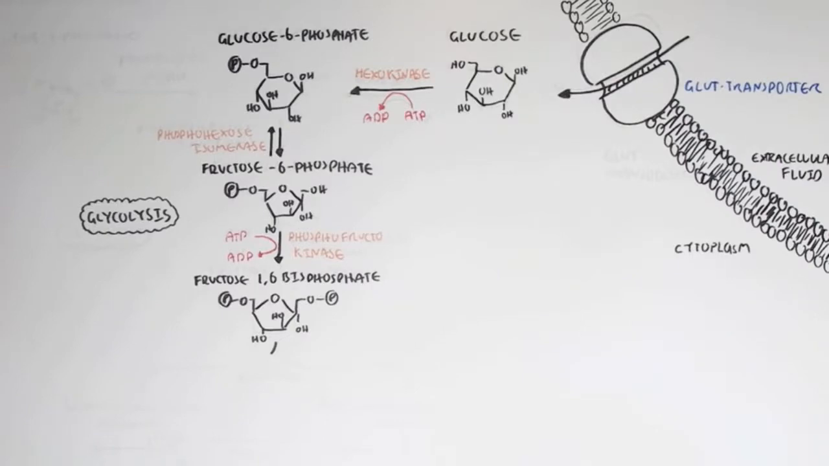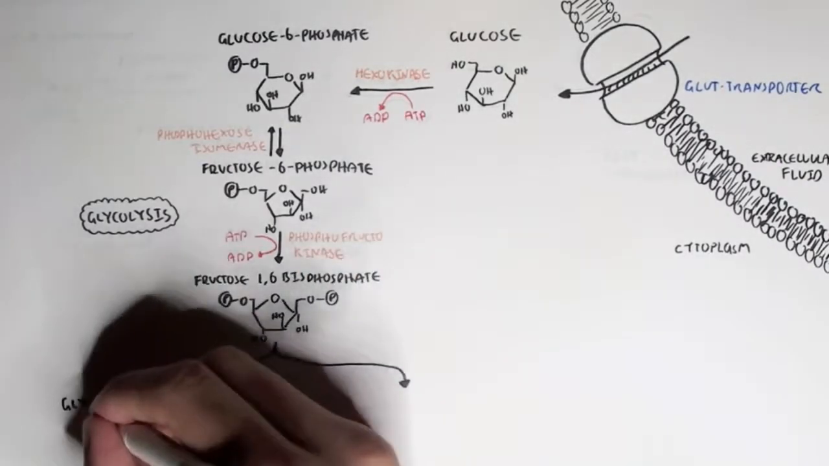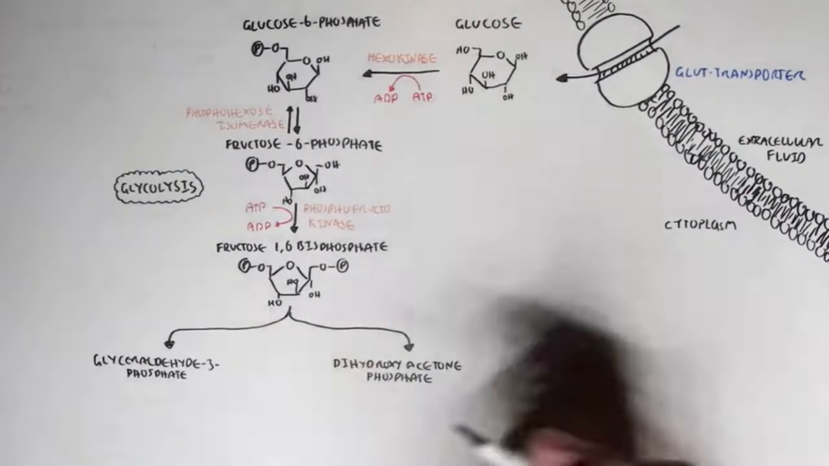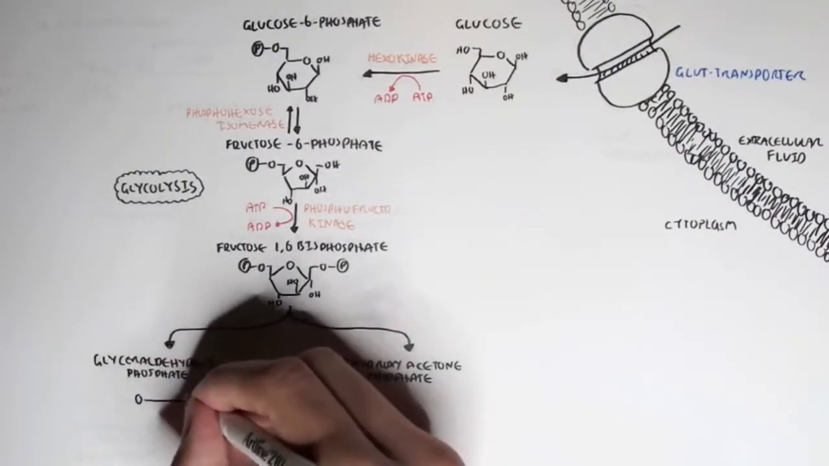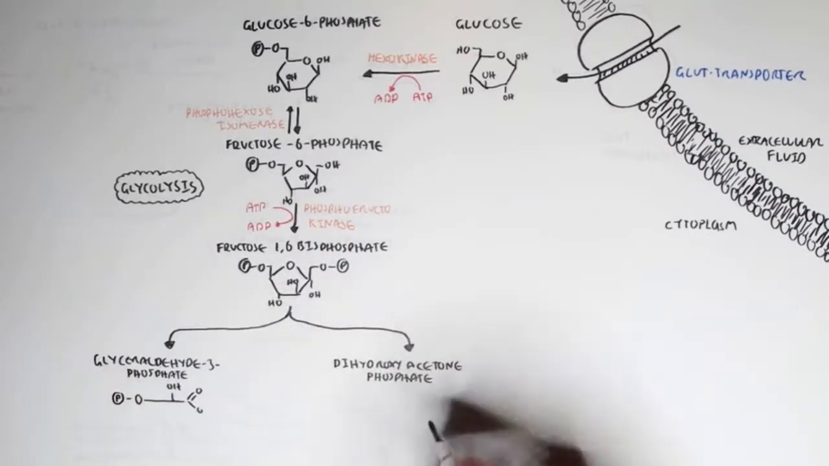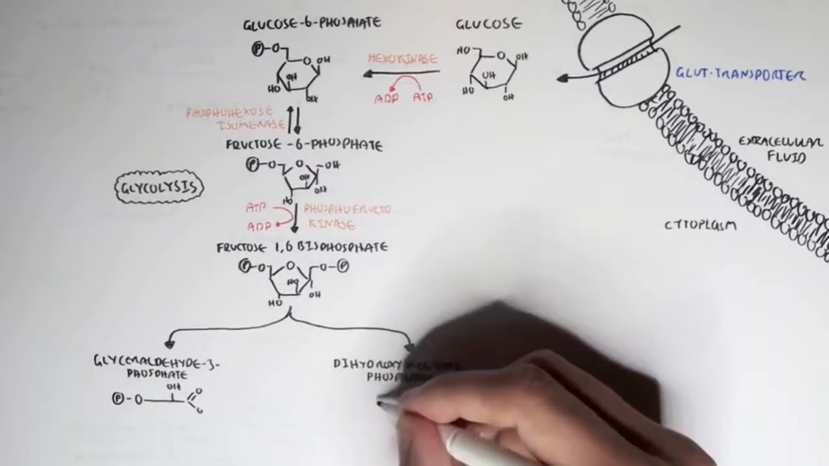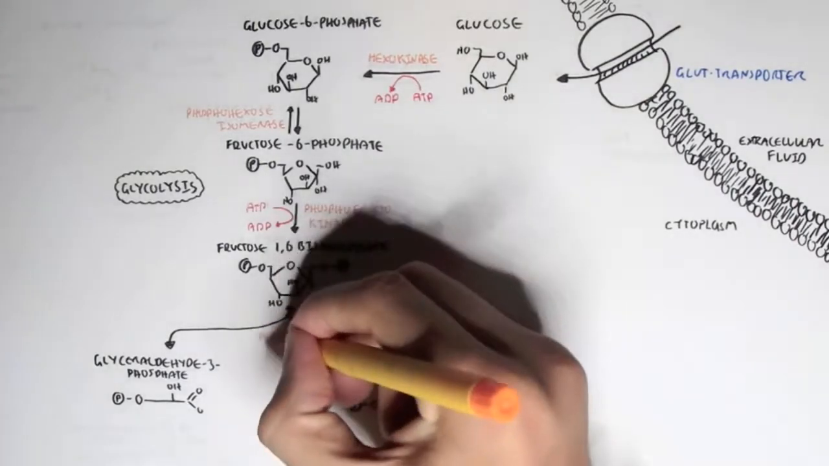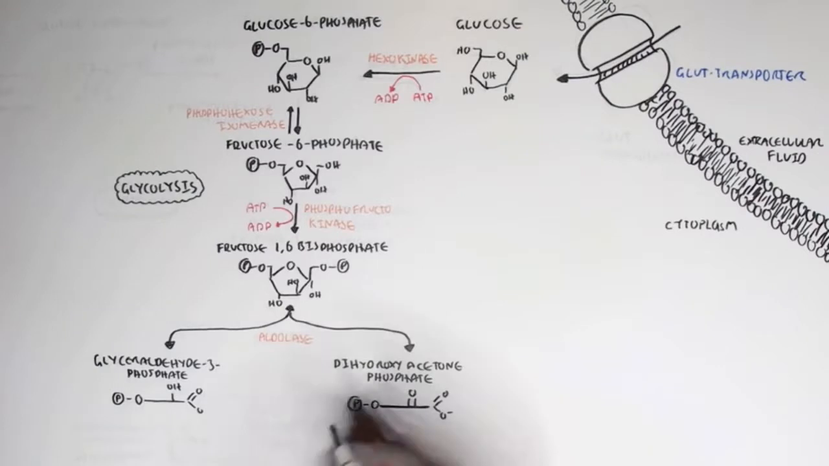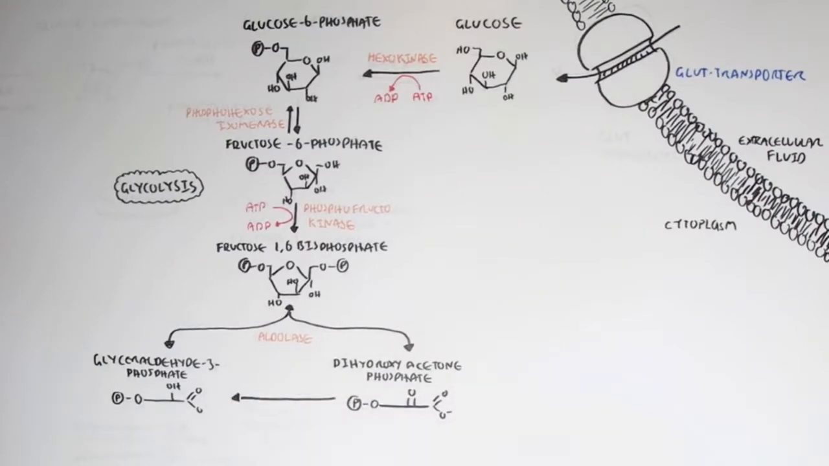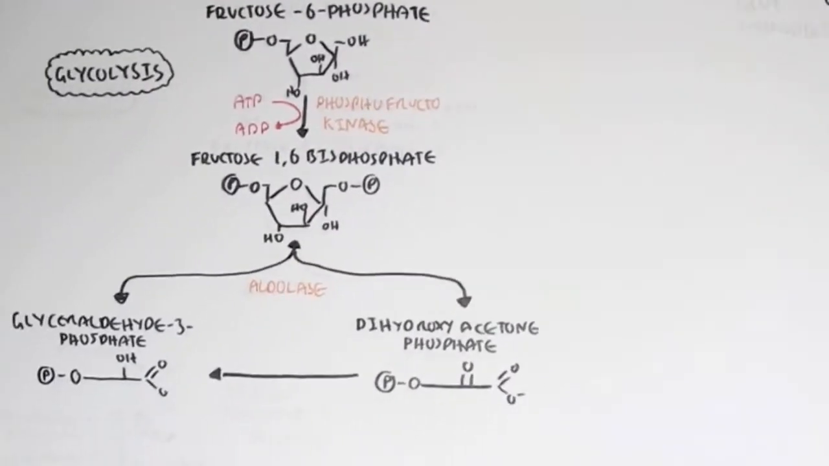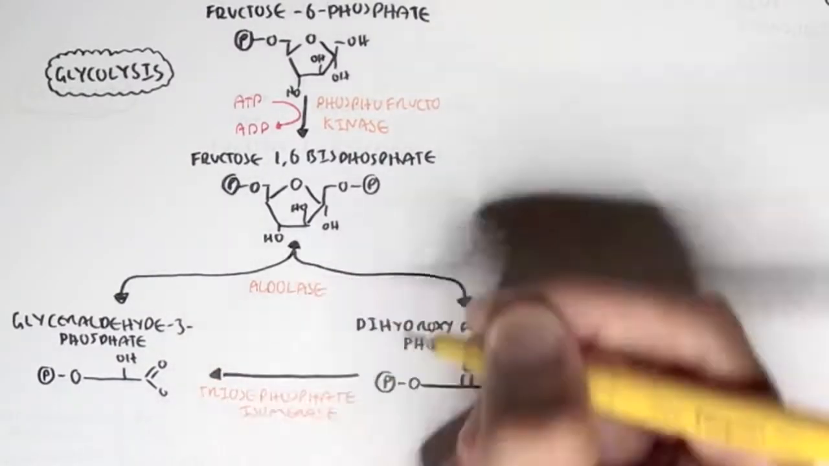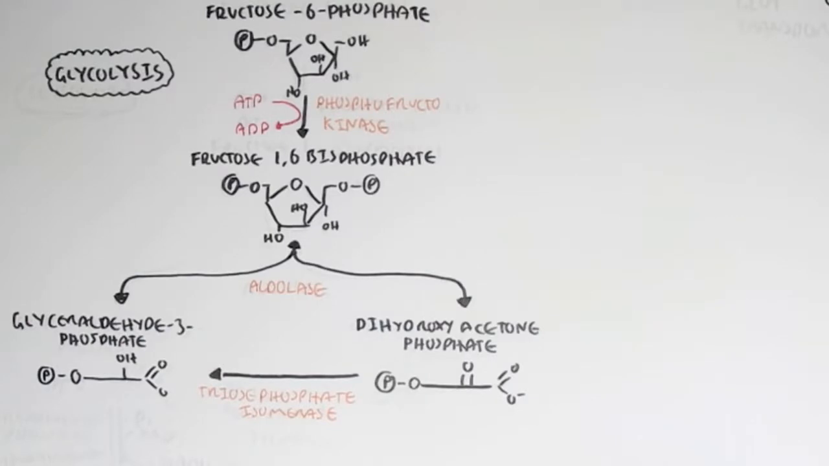Next, fructose 1,6-bisphosphate will then split in half to yield glyceraldehyde 3-phosphate and dihydroxyacetone phosphate. Glyceraldehyde 3-phosphate has an aldehyde group, and the dihydroxyacetone phosphate has a ketone group. And the enzyme used is aldolase. This reaction is reversible.